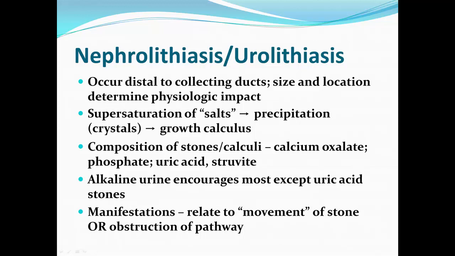Now, when we look at the composition of most stones or most calculi, the vast majority of them are calcium oxalate or phosphate, about 70-80% or so. The second most common type of stone is a uric acid stone. There are two primary ways that an individual may develop uric acid-based stone disease. One is if they have a diagnosis of gout. Gout is an alteration in purine metabolism that makes it easier for them to precipitate that uric acid.